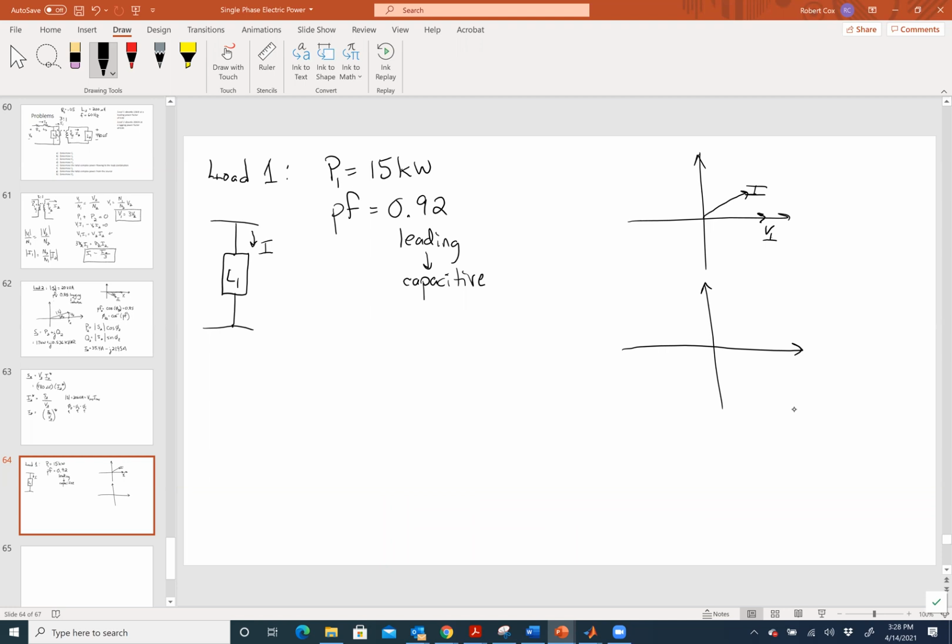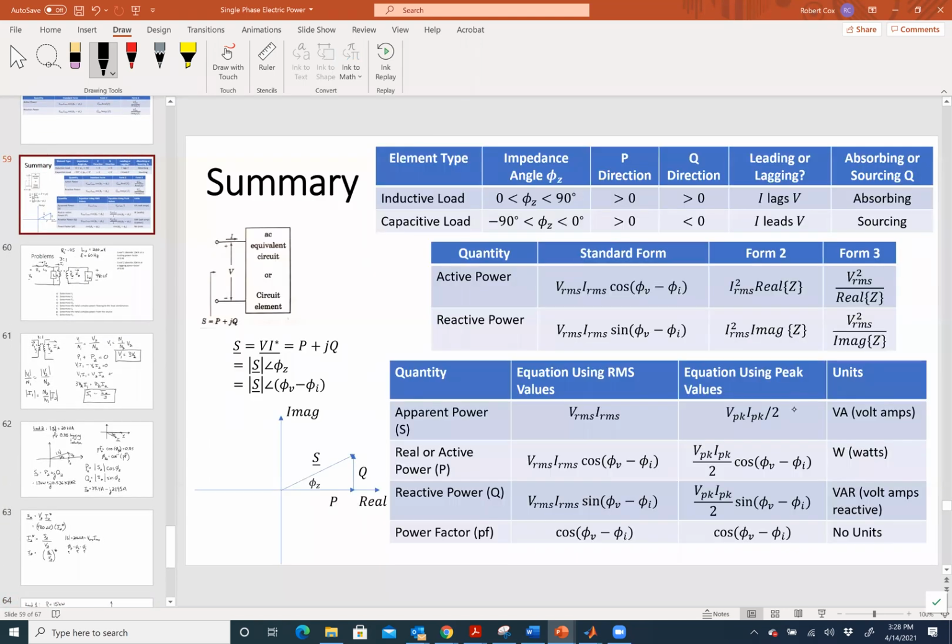What's the angle of the power triangle? What's the angle of the complex power vector? Negative 90 to 0. Yeah, so the thing to remind ourselves, the angle of the complex power vector is the angle of the impedance. If I have a capacitive load, it's going to be between 0 and negative 90. So that means the angle of this guy is going to be a negative angle, right?